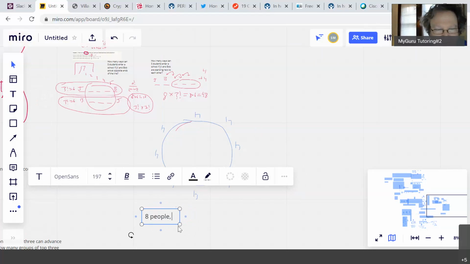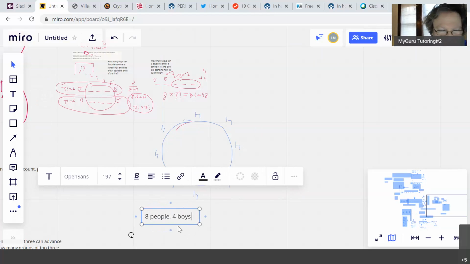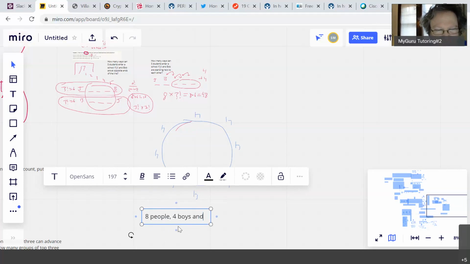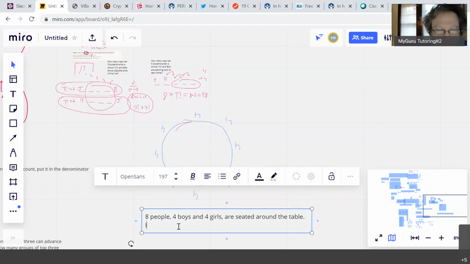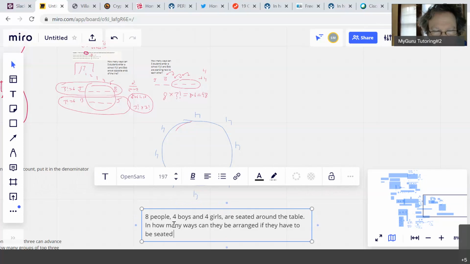Eight people, 4 boys and 4 girls, are seated around the table. In how many ways can they be arranged if they have to be seated alternately? As in boy, girl, boy, girl.